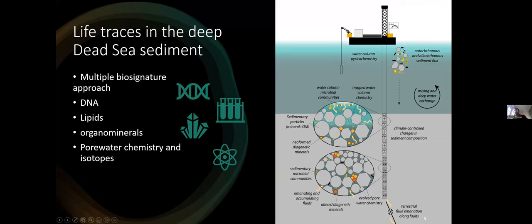When you have a lake, you have a system where you have primary production in general and transfer of sediments from a basin towards the sediment. And as the sediment gets buried, water column microbial communities potentially get trapped together with organic matter, together also with the chemistry of the pore water. And as it is buried, there are changes that occur in this sedimentary column, with precipitation of diagenetic minerals, for example, with activity of microbial communities that keep going in this deep sediment.